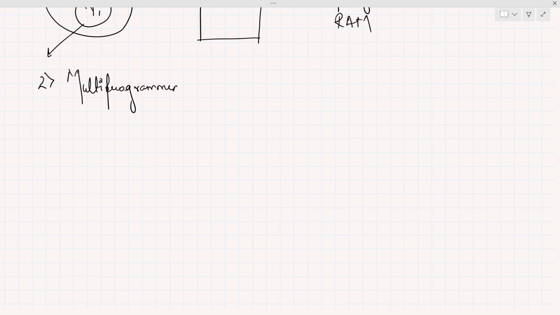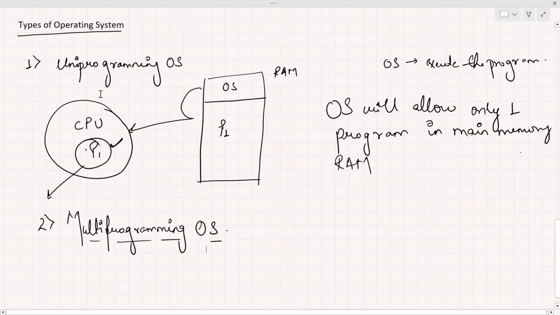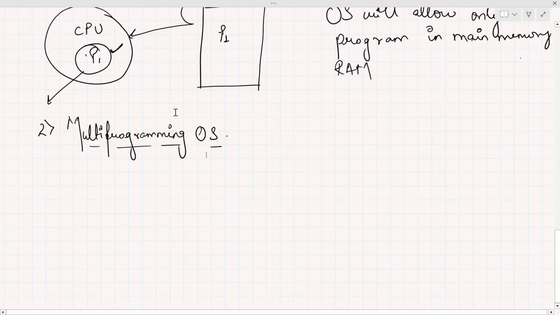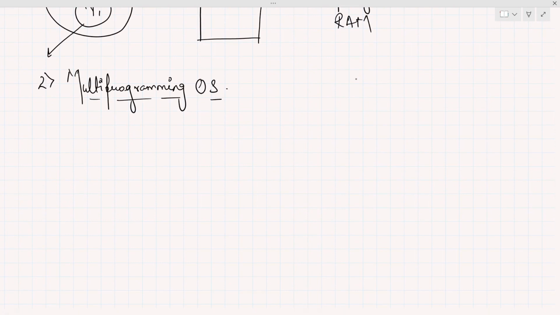Multi-programming operating system. Okay, so remember this thing, it's a program. Here you can see uni-programming and multi-programming. First of all, understand the difference between program and process, because so many times you see these things.